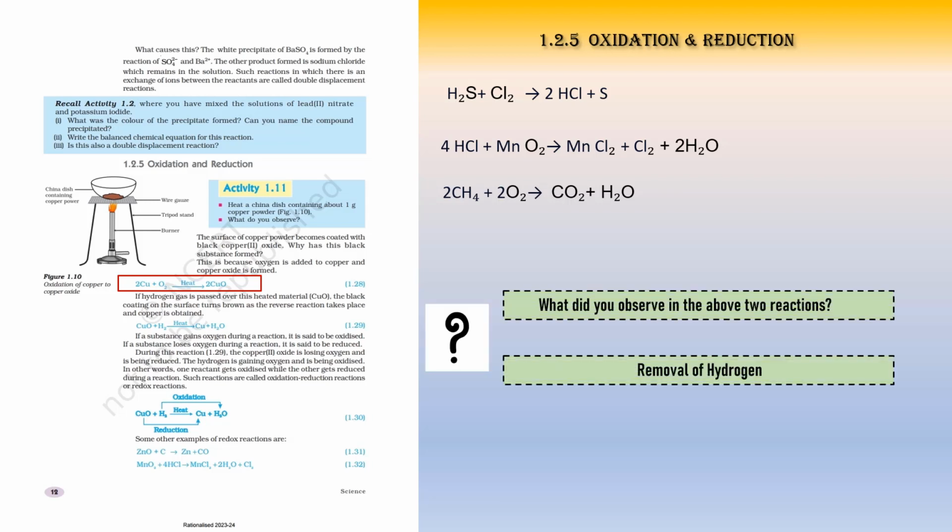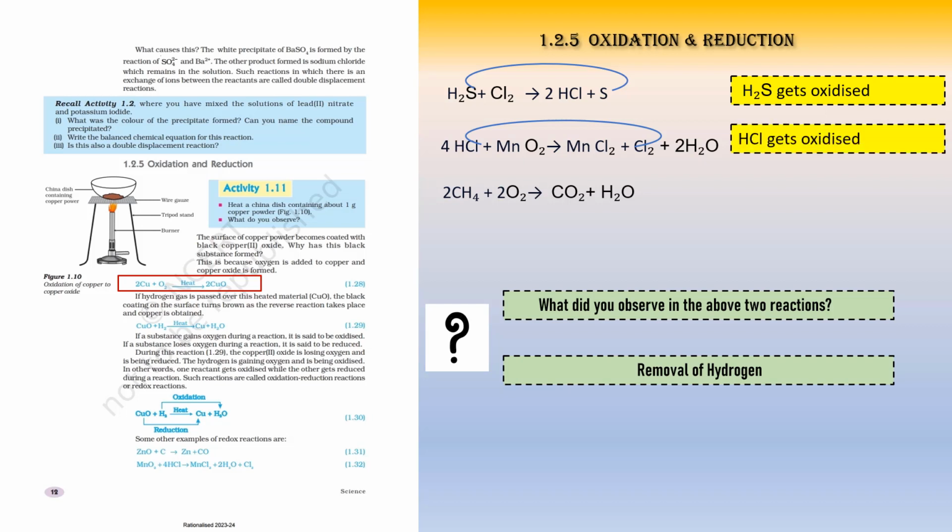Here, there is removal of hydrogen. If you observe carefully, hydrogen sulfide gets converted to form sulfur. Therefore, there is a clear removal of hydrogen atoms from hydrogen sulfide to form sulfur. Here, we can also say that hydrogen sulfide gets oxidized. In the second equation, hydrogen chloride loses the hydrogen atom to form chlorine. So we may say hydrogen chloride gets oxidized.